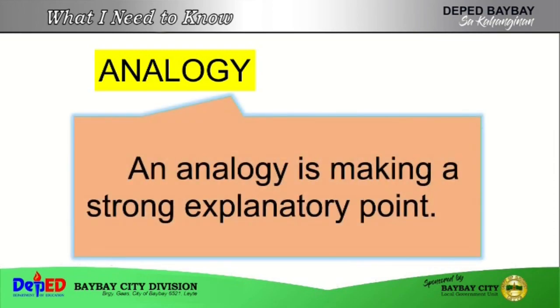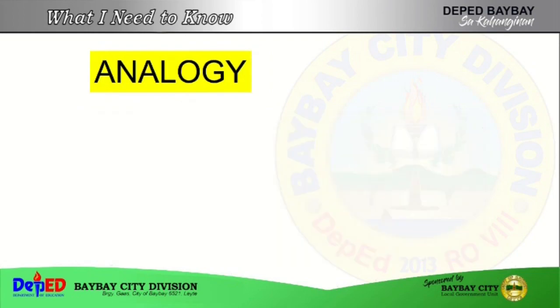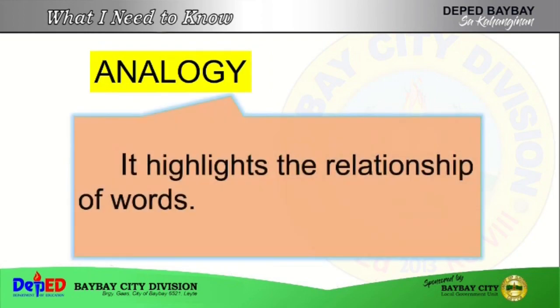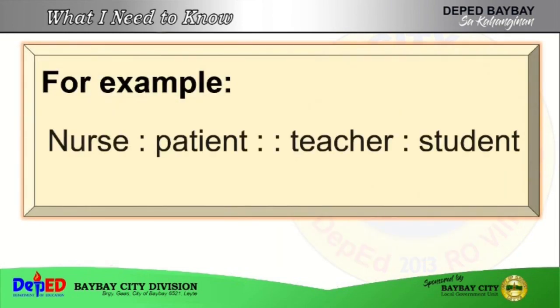An analogy is making a strong explanatory point. In your journey as a learner, it is important to be logical in comparing ideas and things. Analogy is a comparison of two things to show their similarities. If a person makes a strong explanatory point with the ultimate goal of comparison and showing their similarities or relationship, that is already analogy. In addition, understanding the concepts of word analogies using logic and reasoning highlights the relationship of words. Here is an example of a simple word analogy.